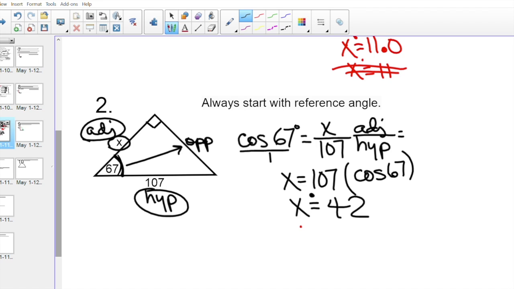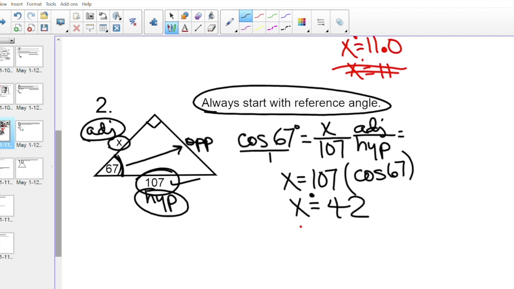Now notice this time I do not have a decimal behind the 2 because this 107 over here did not have a number behind the decimal. So your answer has to match. If you're given no decimal, the answer must not have a decimal. Now that may take a while to understand. And remember that you always start by writing the reference angle. That's the angle that you know the measure of, or that's the angle that we need to determine.